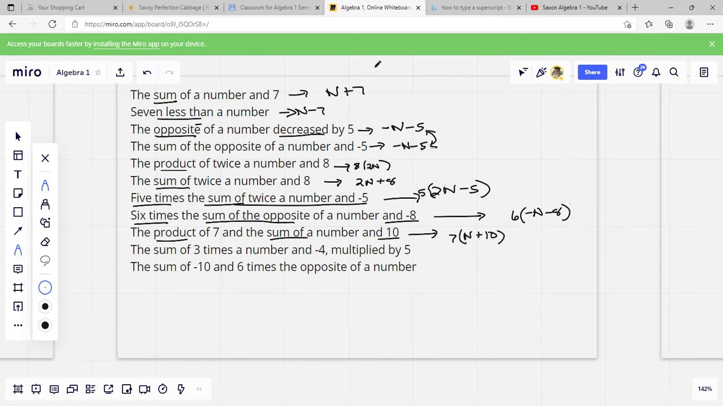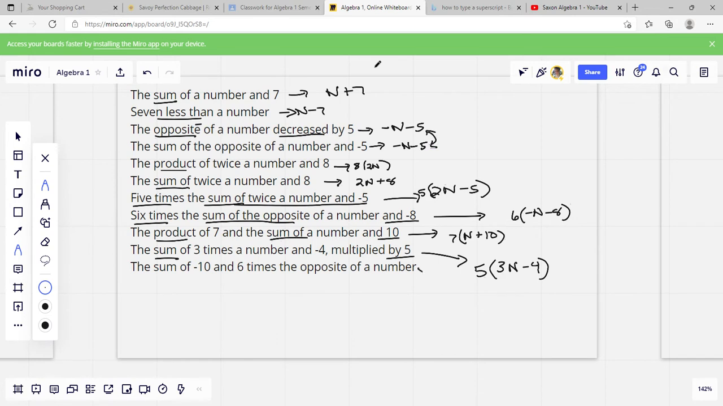The sum of 3 times a number and negative 4, multiplied by 5. So in this one I need 3 times a number and negative 4, and I need the sum of that multiplied by 5.